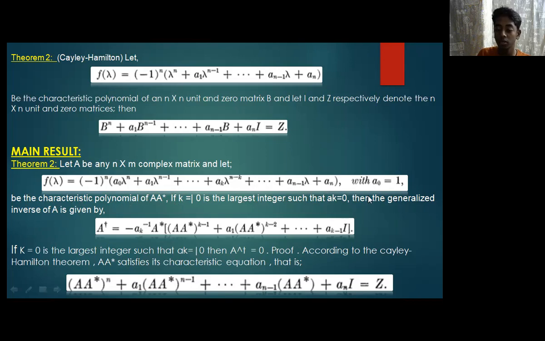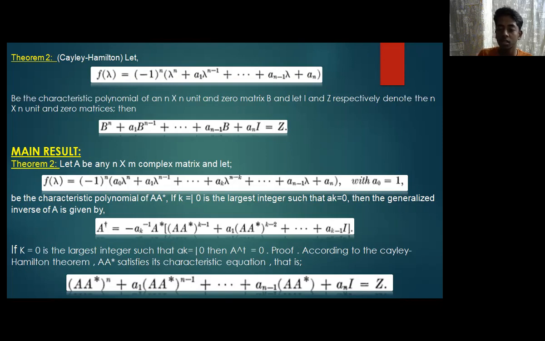such that A^k is equal to 0, then the generalized inverse of A is given by this equation. A inverse is equal to minus A^k whole power minus 1 into A into A whole power k minus 1 plus A1 into A into A whole power k minus 2 up to A k minus 1 into I, which is a unitary matrix I. If here k is equal to 0 is the largest integer such that A^k is equal to 0, then A inverse is equal to 0. If A^k is equal to 0, then A inverse is also 0.